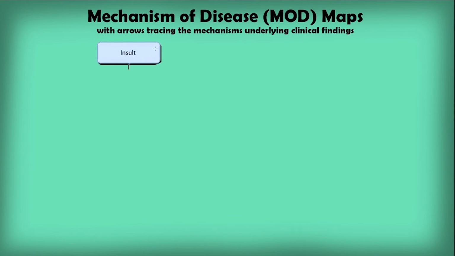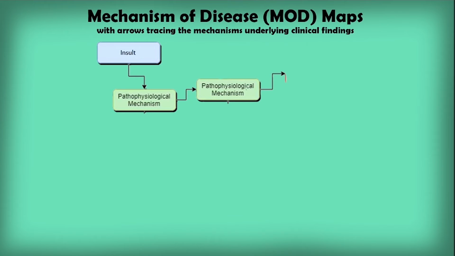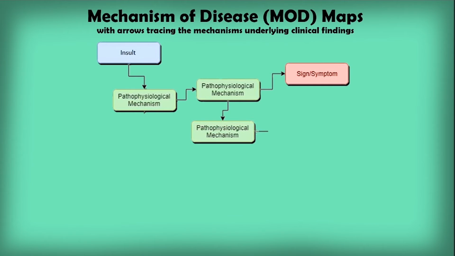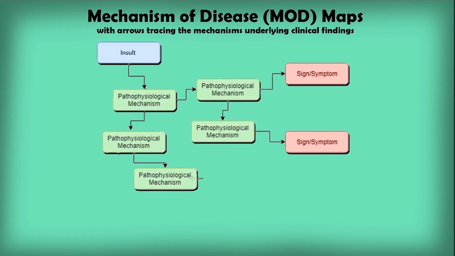Mechanism of disease maps are essentially a graphic representation of the abnormal physiology behind a given disease. They depict the relationships between underlying pathophysiological mechanisms and the related patient presentation, including signs and symptoms. Figure 1 conceptually depicts how an inciting incident or insult highlighted in the blue box can lead to causal pathophysiological mechanisms in the green boxes that result in signs or symptoms of a disease in the red boxes.